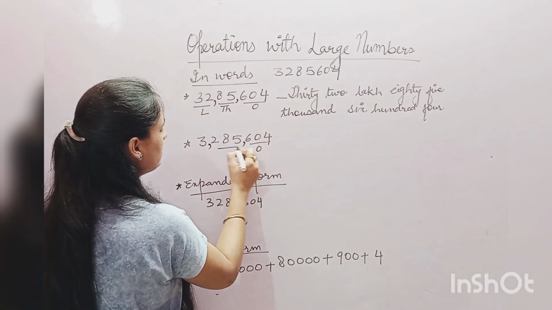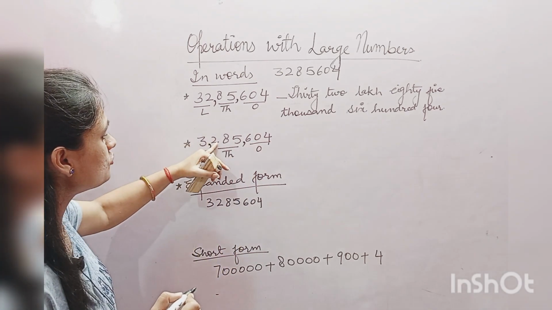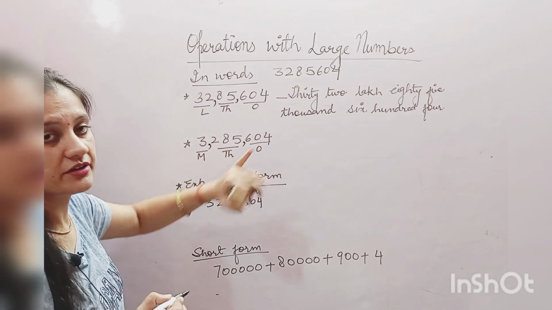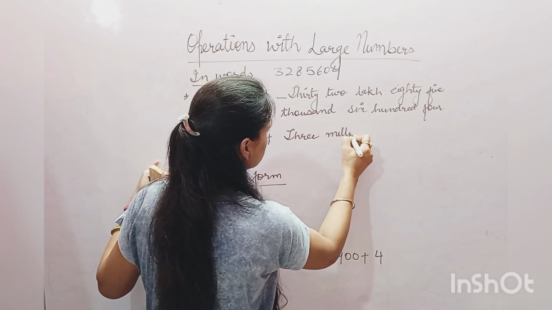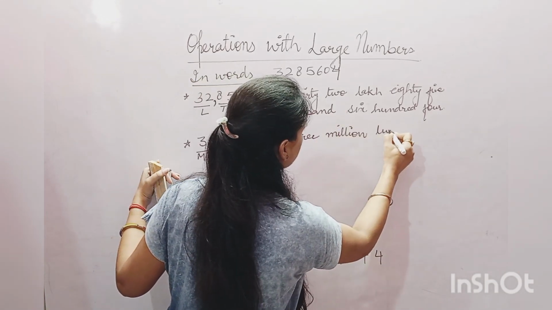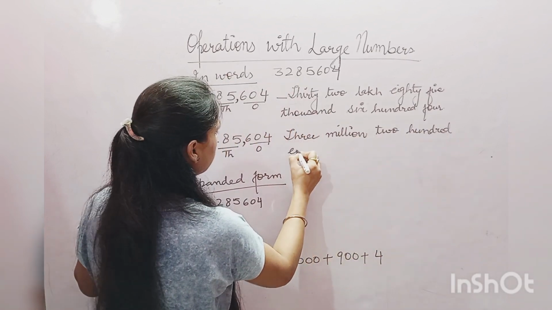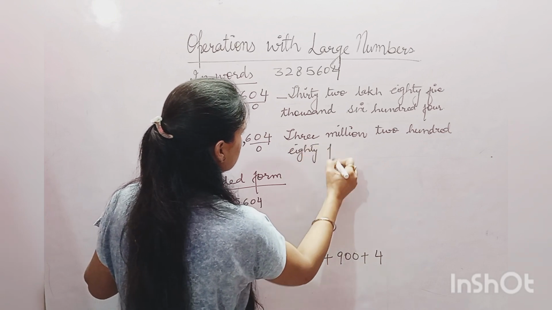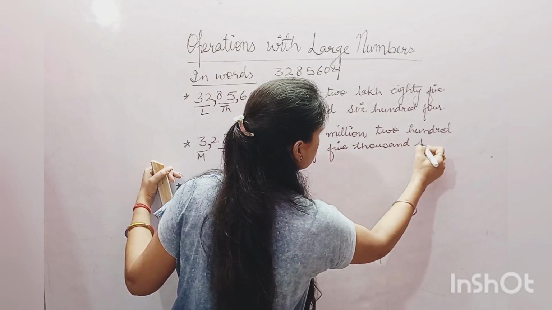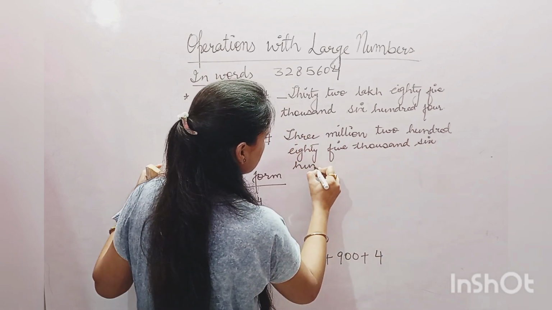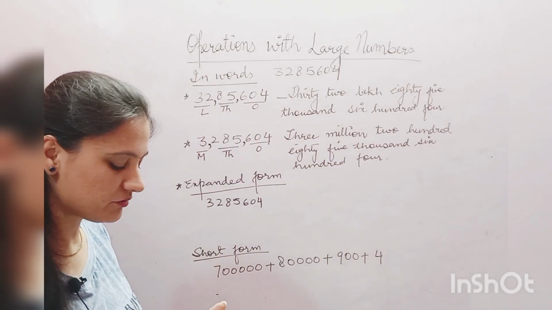This is our ones period, this is thousand, and this is millions. So we'll read it. 3,285,604. So we'll write down here 3,285,604. I hope you understood how to write down the number name.